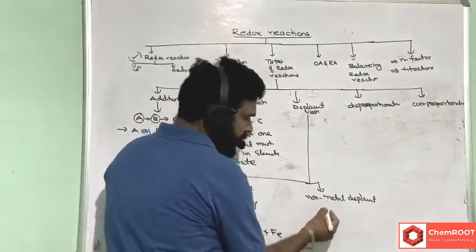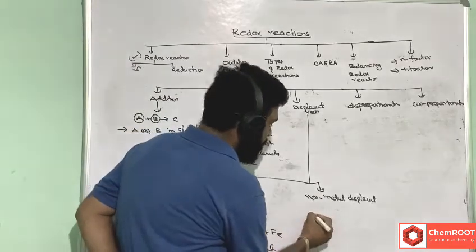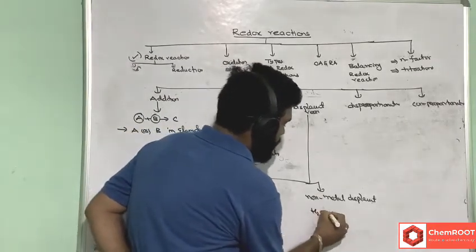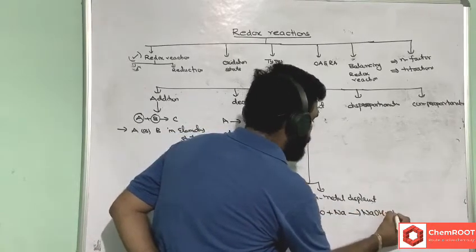Non-metal displacement means either hydrogen displacement or halogen displacement will be there. Like you have H2O, we are reacting with Na, means what you will get is NaOH plus hydrogen.